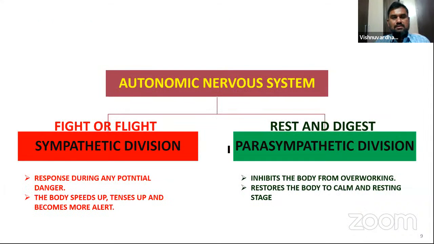Here are the divisions of the autonomic nervous system. This is very important. The autonomic nervous system is subdivided into two types, that is sympathetic division and parasympathetic division. The sympathetic division is called the fight or flight nervous system, and the parasympathetic division is called the rest and digest nervous system.